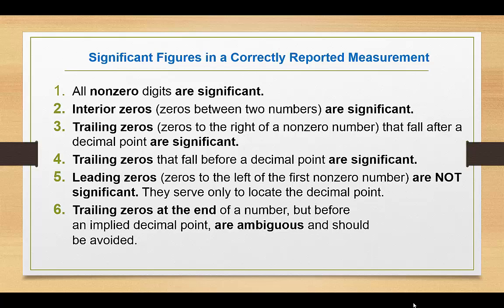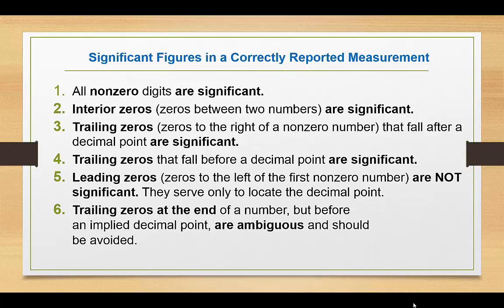So first of all, rule number one, if it is a non-zero digit, if it is anything other than 0, you're in good shape. It is significant. Don't have to worry about those. It's just those zeros that get pesky. So let's look at the next set of rules.